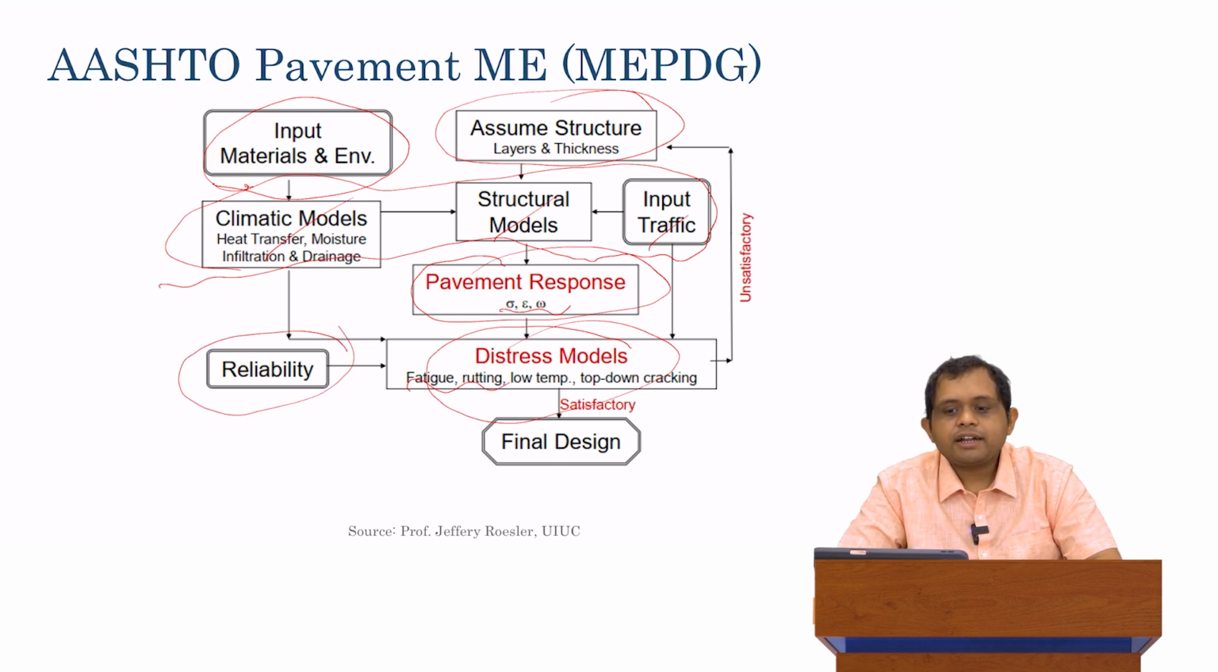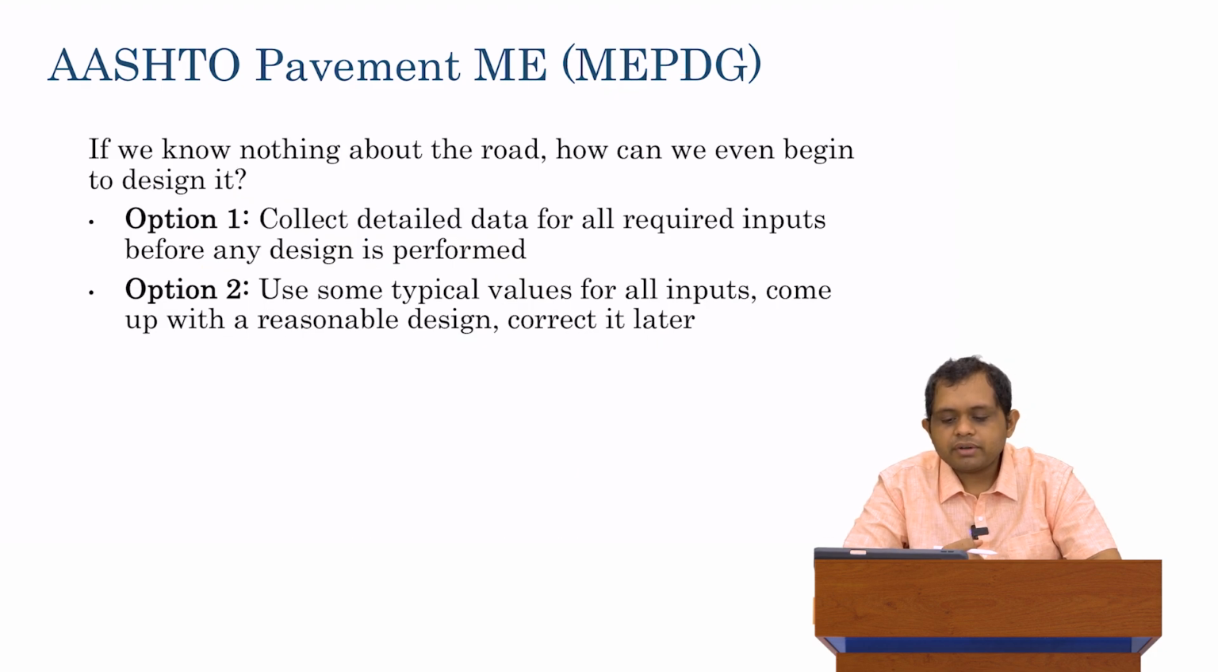Some reliability is added to it, and then we check, is it satisfactory? If it's not satisfactory, go back, change your analysis, change your structure, and then redo the analysis until the distresses are below some acceptable threshold, which then we call the final design. So this is the overall procedure that we use in Pavement ME.